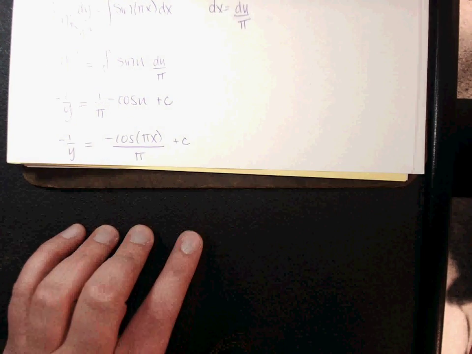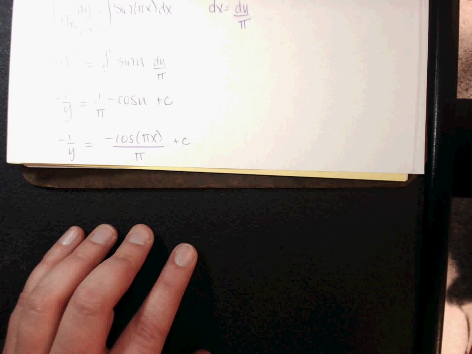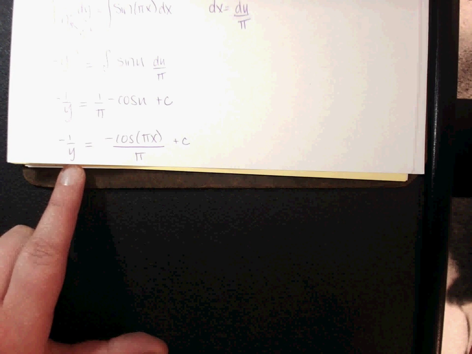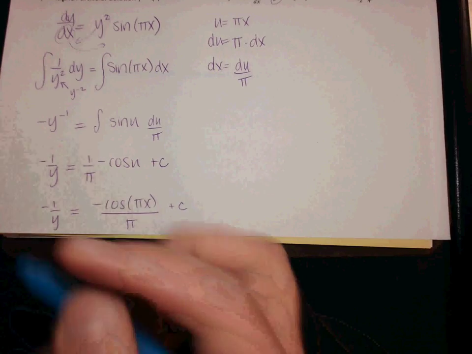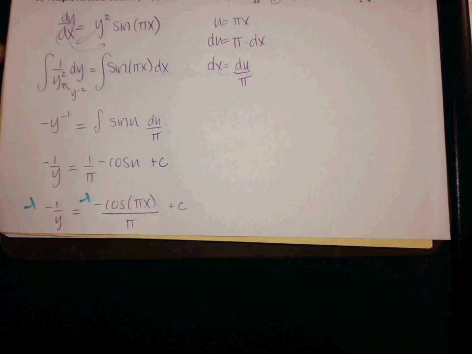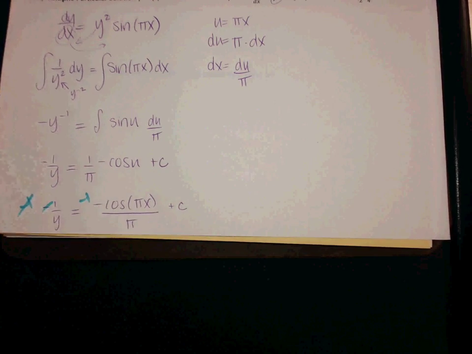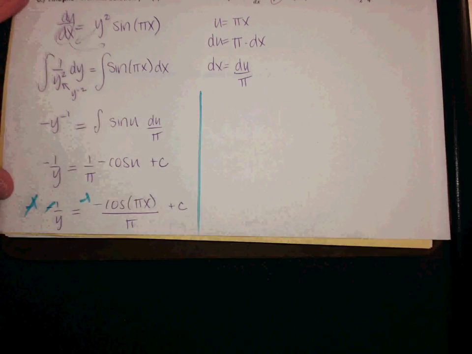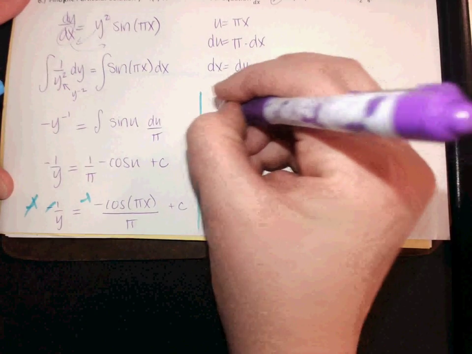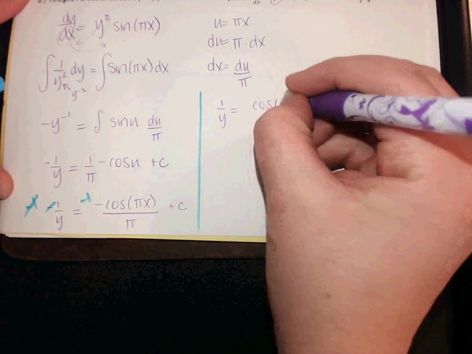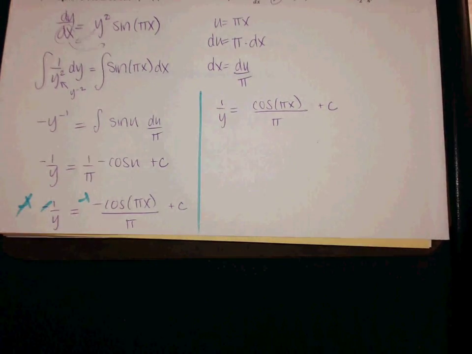Now, from here, remember that we talked about, you are allowed to get y by itself. You don't have to. Sometimes it'll tell you you have to, sometimes you don't. So from here, if I wanted to get y by itself, how could I get rid of this minus sign? What can I times both sides by? -1, so times by -1 here, times by -1 here. On the left, those negatives are going to cross out, and I just have 1 over y. On the right, what's going to happen to my negative on top? I'm going to have positive cosine pi x over pi plus c. Questions so far, or are we good?